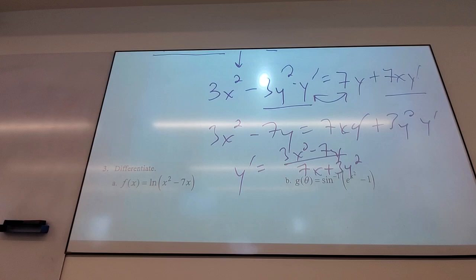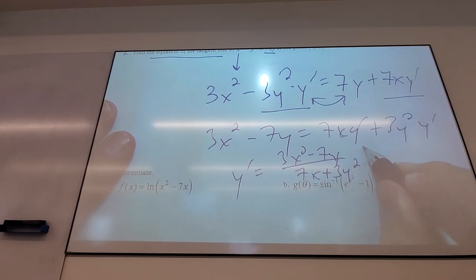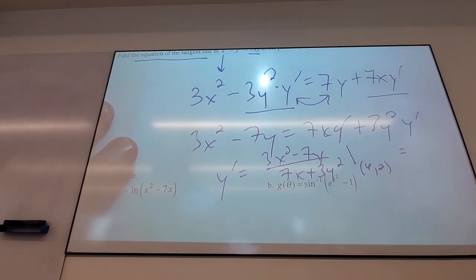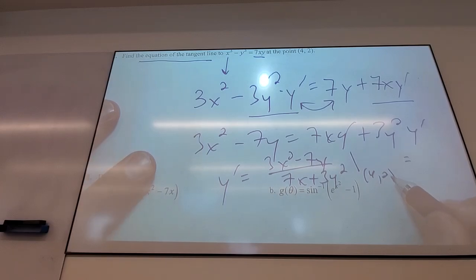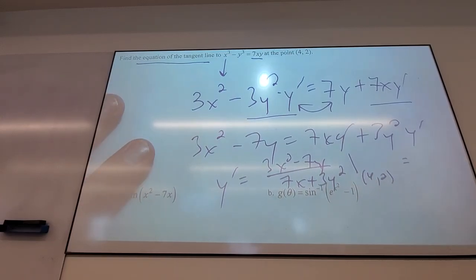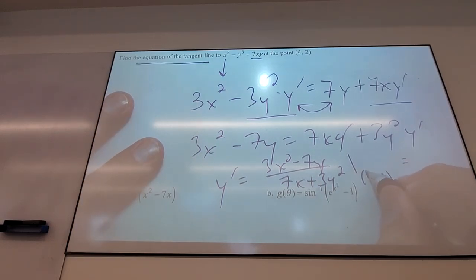Why did we just do this? I've got to find the slope so I get the equation. Okay, good. So I want to evaluate this at (4, 2), yes? If you put a little line with the point at the bottom, that means I'm evaluating this expression at (4, 2). It's like a little subscript, a little (4, 2).